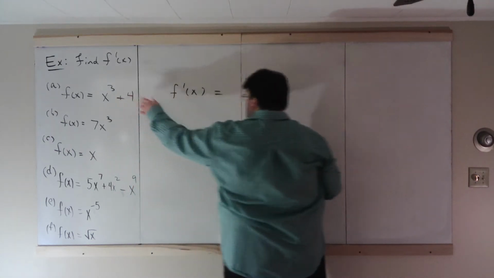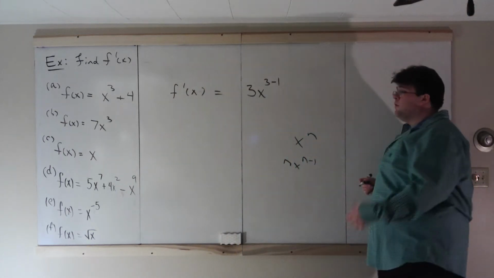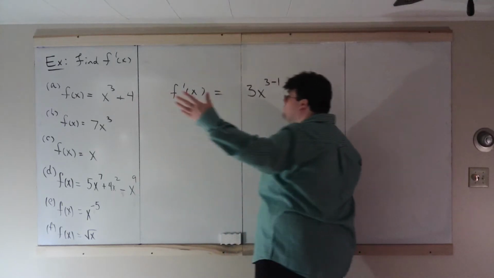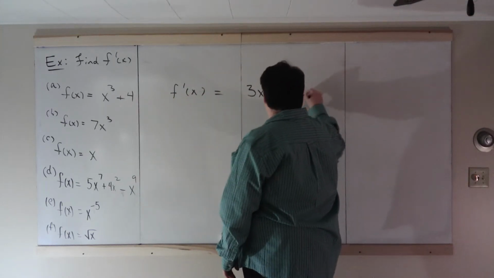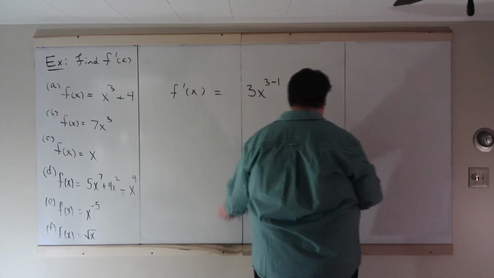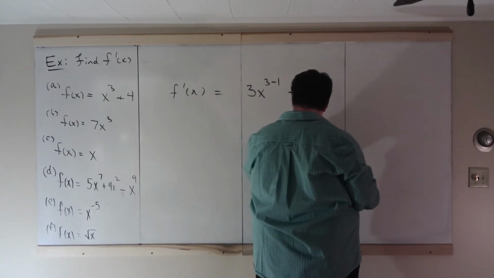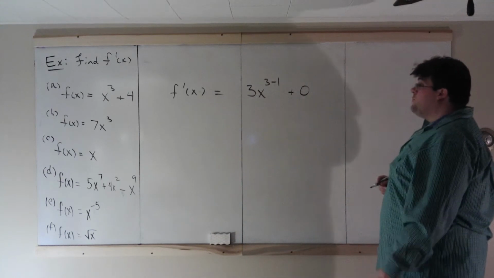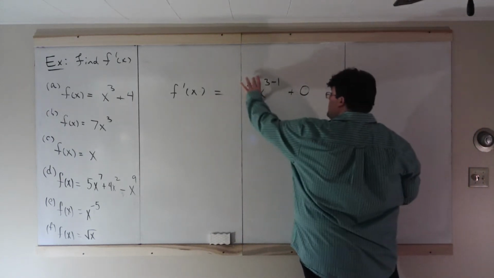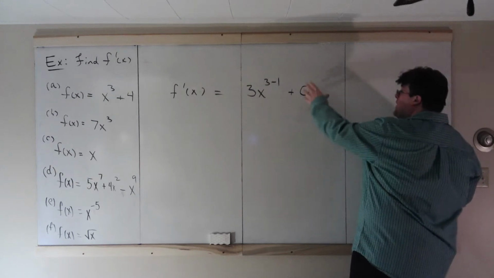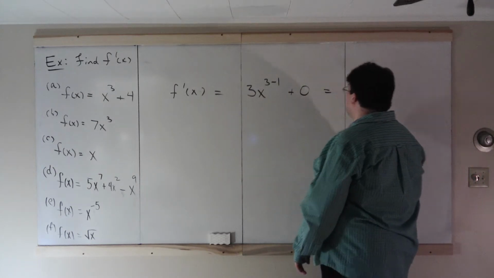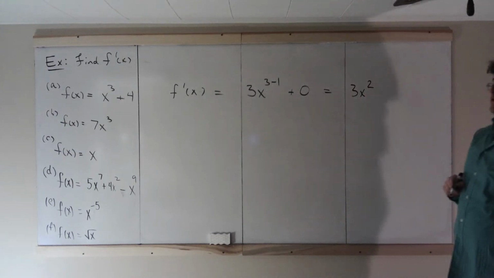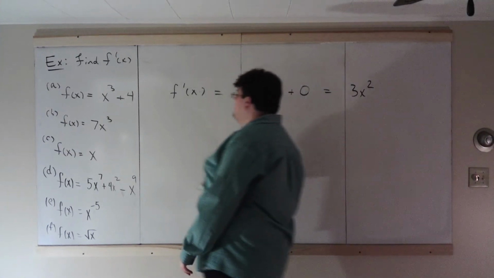And what about 4? Well, 4 is a constant. Rule 1 applies. The derivative of 4 is 0. 4 doesn't change as x is changing. Although maybe I should mention that after we do physics applications after exam 1. So using rule 2, we got 3x to the 3 minus 1. Using rule 1, we got a 0. Now we just have to simplify this a little. 3x to the 2. Next.